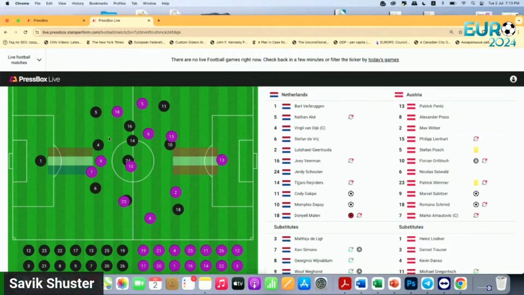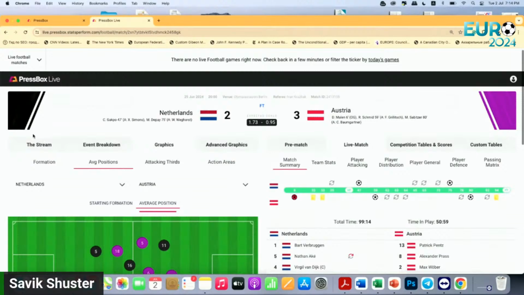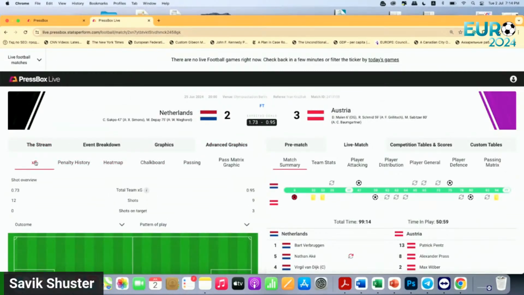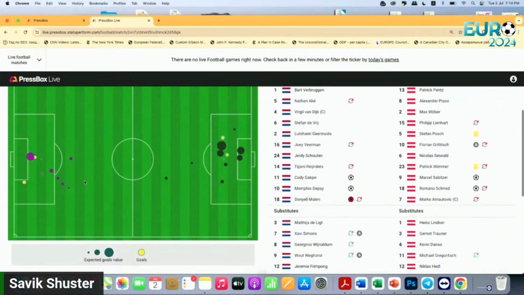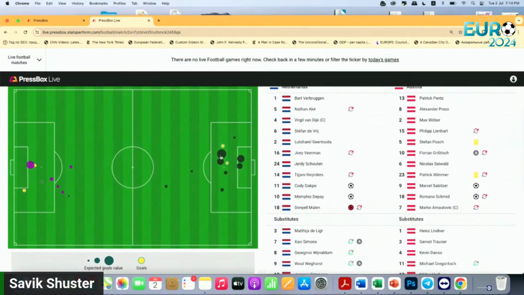midfielders who are very active in supporting the attack. Now, as far as the goal opportunities are concerned, well, we can see how this penalty box was much more saturated with players like Malen himself.